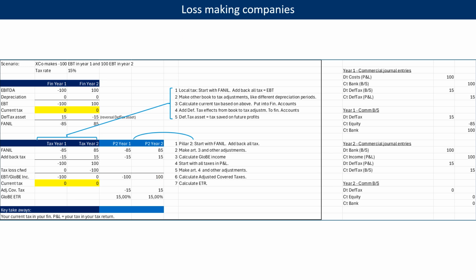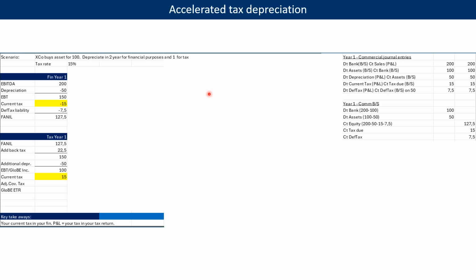Let us take another scenario. Now we assume we have an asset of 100 that we depreciate for tax purposes completely in year 1, but for commercial purposes we depreciate it over 2 years, right? So if we just go through our journal entries, let's say we had sales of 200, it goes straight to the bank. Then we buy the assets with 100 of the money that we now got from the bank, and we turn that into assets, so we've got 100. We depreciate our asset during the first year at 50. So we will run the 50 through the P&L and we will deduct it from the assets.